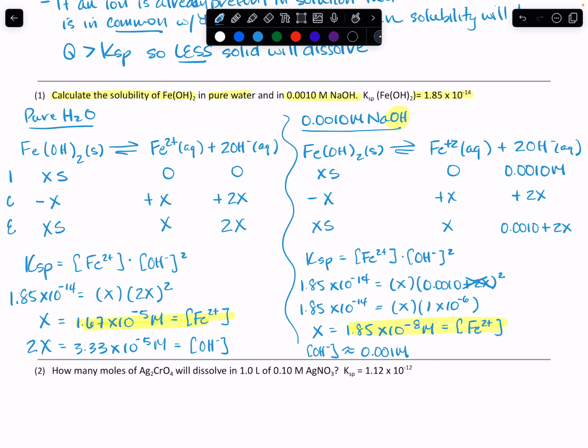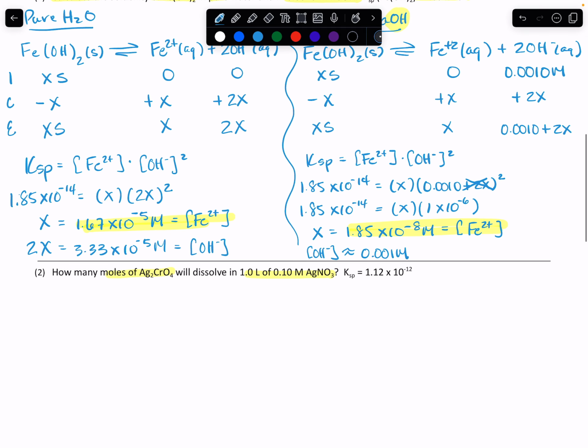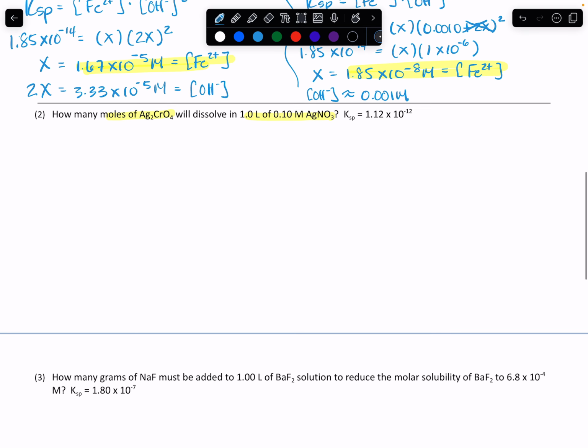Okay, let's try another one. How many moles of silver chromate will dissolve in 1 liter of 0.1 molar silver nitrate? And then the Ksp for our silver chromate is 1.12 times 10 to the negative 12. So this is going to be very similar in calculation to what we did for the second part of number 1. We're going to start with our reaction.